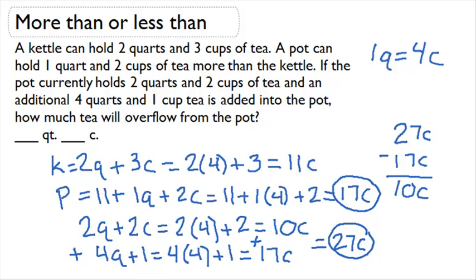So the answer to our question is 10 cups, but they want our answer in quarts and cups. So we need to find out how many quarts there are in 10 cups. Since there are 4 cups in 1 quart, we know that we can fit 2 quarts in, and then we're going to have 2 leftover cups afterwards. So we're going to put as our answer 2 quarts are going to overflow and 2 cups.